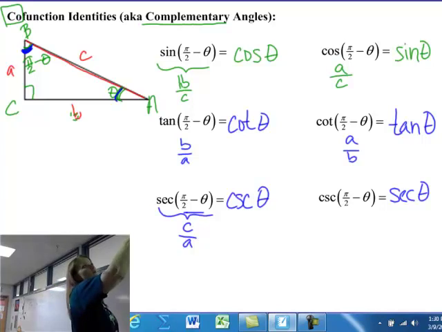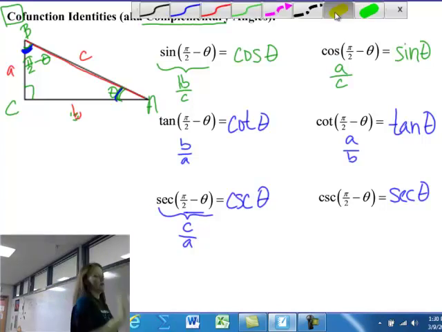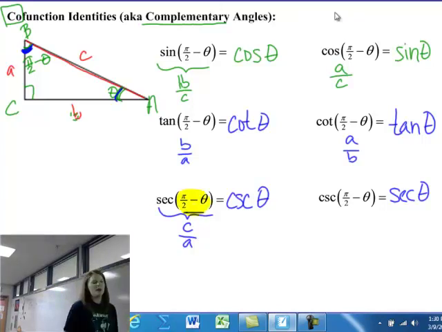Later on, we'll talk about, where's my highlighter again? Thank you. Later on, we'll talk about what to do if it's not a pi over 2, if we are adding and subtracting. That's more identities for another day.